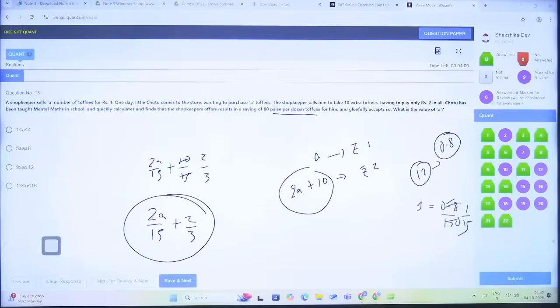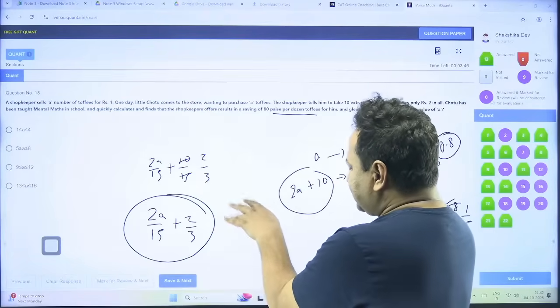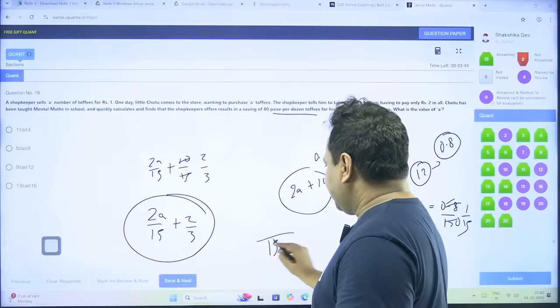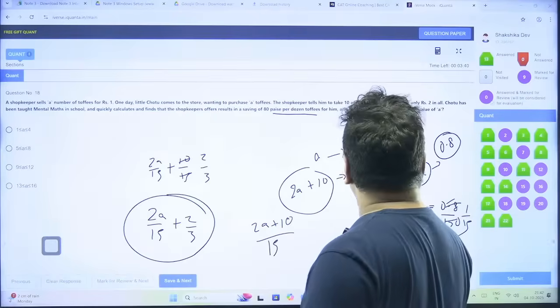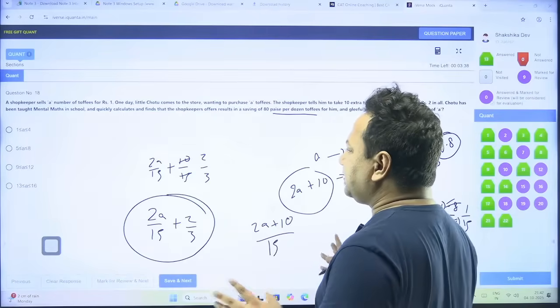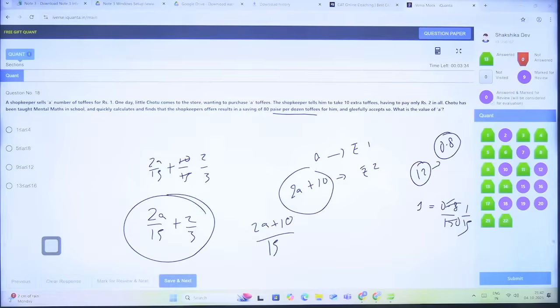ठीक है. 0.8, 1/15 per toffee इतना सेव कर रहा है, तो उसकी वैल्यू क्या होनी चाहिए? 2 से कम ही होनी चाहिए, 2/3. So I can take the LCM, 15. 2a + 10 over 30. 22.